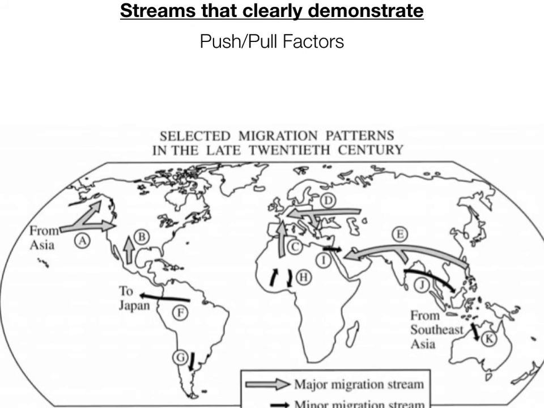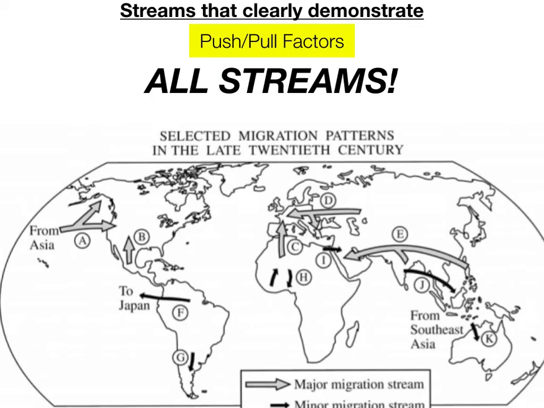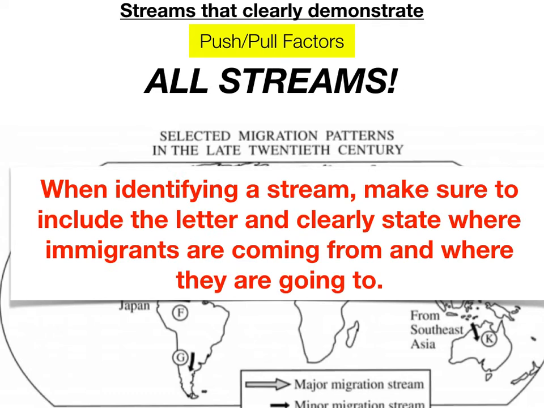Okay, the final term that we're going to discuss is push-pull factors. What stream should you use for push-pull factors? Well, all the streams really work because they all demonstrate push-pull factors extremely well. Now, it's important that when you are identifying a stream, you need to make sure to include the letter and clearly state where immigrants are coming from and where they are going to. I can't stress how important that is. On an AP exam, if you see letters on a map, you need to be really clear about what each letter represents.